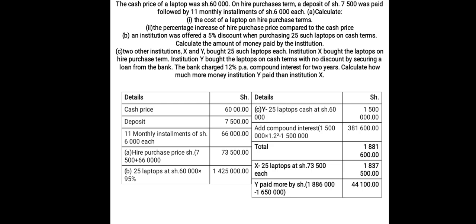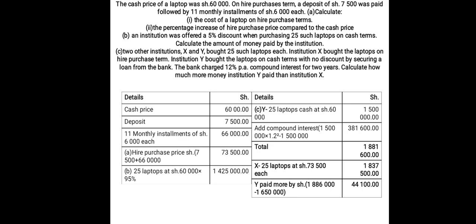The cash price of a laptop is 60,000 shillings. On hire purchase terms, a deposit of 7,500 was paid, followed by 11 monthly installments of 6,000 shillings each. A. Calculate 1. The cost of a laptop on hire purchase term. 2. The percentage increase of hire purchase price compared to cash price.